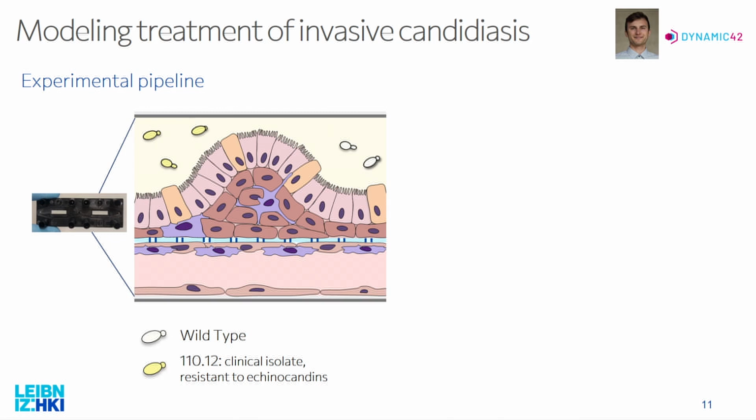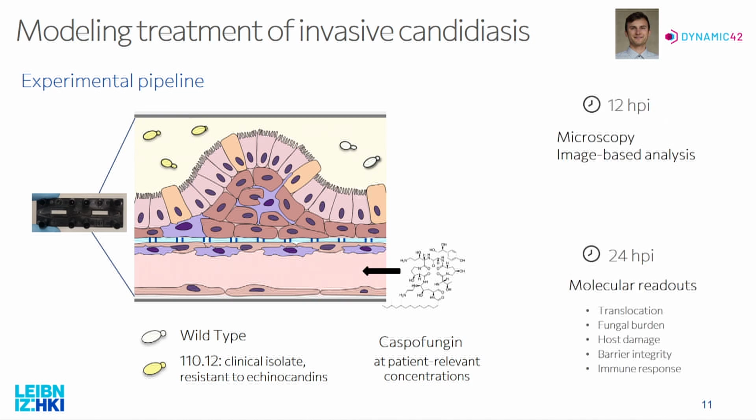So what we do is to infect our chip with either Candida albicans wild type or a clinical isolate that is resistant to echinocandins, which is the first-line antifungal used. What we do afterwards is to perfuse caspofungin on the vascular side, as it would be in the hospital, and we do this at concentrations that we have found in the literature, so what you would expect to see in a patient. After that, we can do microscopy, as I said, or we can also do molecular readouts for the host and the fungus. So what have we found?